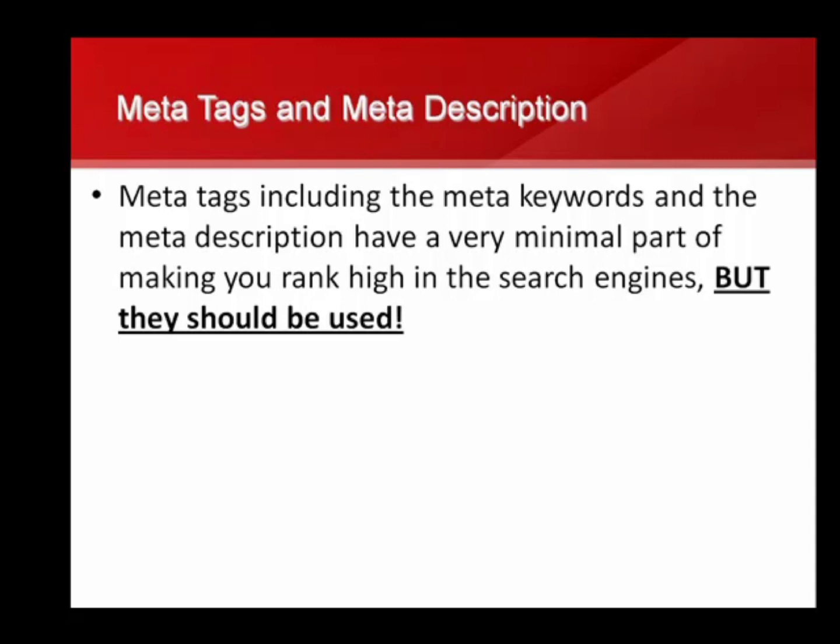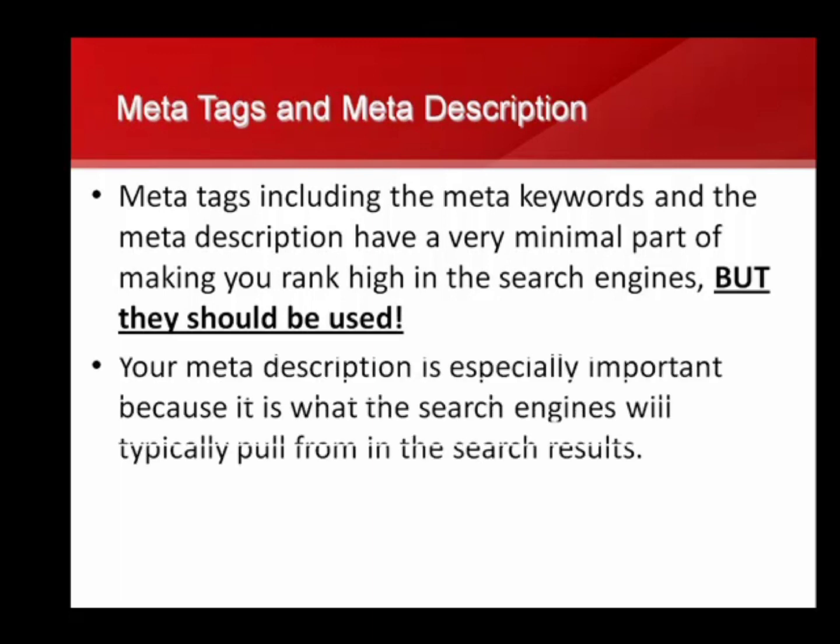They used to play a big role until people started spamming them like crazy, and putting in keywords like Amazon, when their site was about a totally different subject like golf clubs. They're putting in Amazon or other random high searched for topics just in their meta keywords to try to rank for, because search engines used to rank them that way. Your meta description is especially important because it is what the search engines will typically pull from the search results to actually include below your title tag.